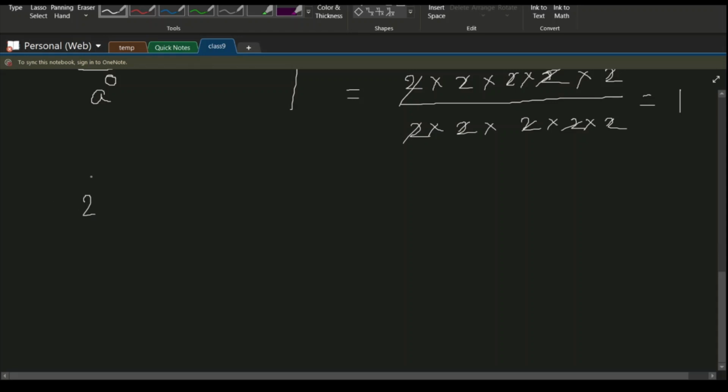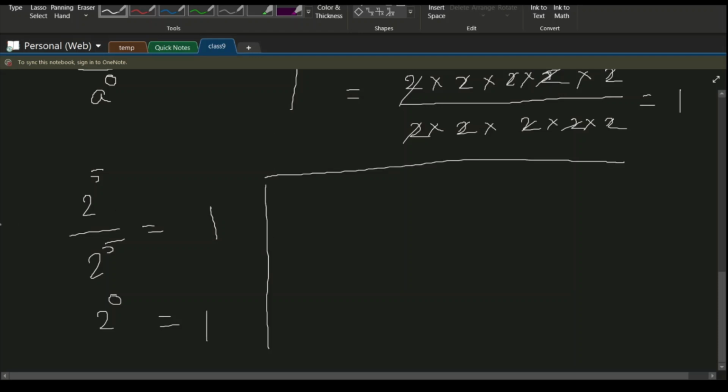So what we are seeing here is 2 to the power 5 by 2 to the power 5 becomes 1. And as per the exponent rule, this is nothing but 2 to the power 0, right? 5 minus 5, if we subtract the powers, this becomes 0. So 2 to the power 0 becomes 1. This we can show not just for 2, right? For any non-zero real number.